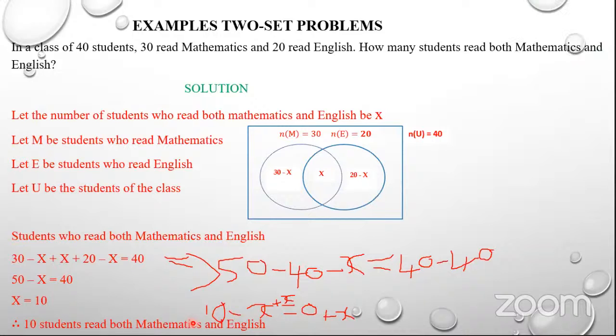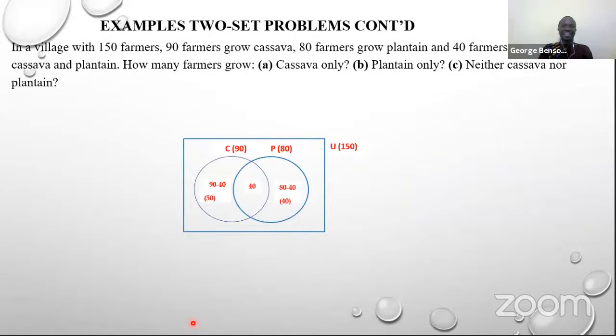Are we good now? Yeah. Okay, so let's look at our second example.